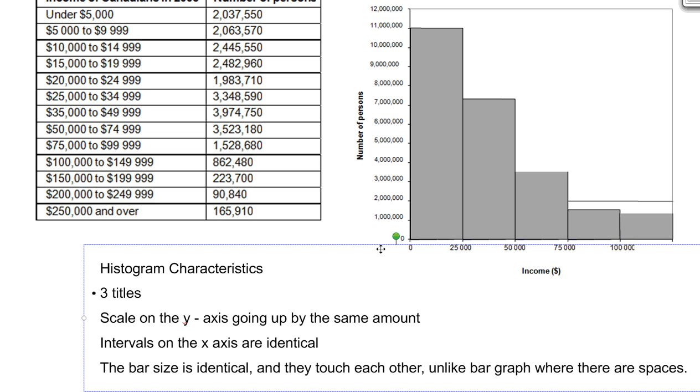So these are big things about histograms. There are three titles. There's the scale on the y-axis, and it goes up by the same amount. We have intervals on the x-axis that are identical. So if I had 0 and 10,000, then 10,000 all the way up to, I don't know, 50,000, it's not a proper histogram. That's actually a histogram error. I ask questions on tests about this stuff here, so make sure you understand it. Okay. So this interval here, 0 to 24,999, represents all those people making that amount, and I find that ridiculously small. I can't imagine how anybody lives off that.